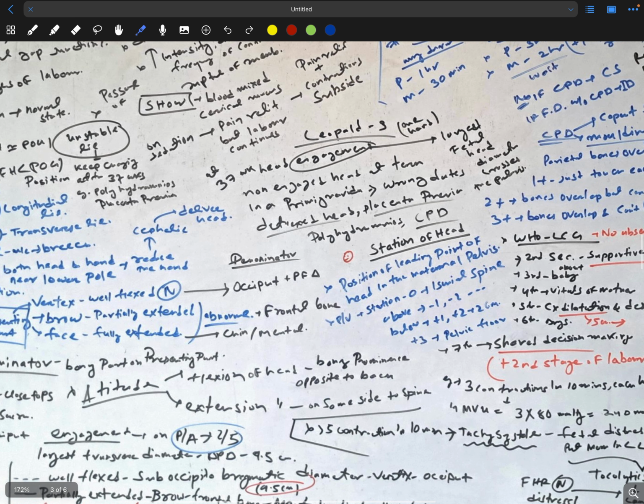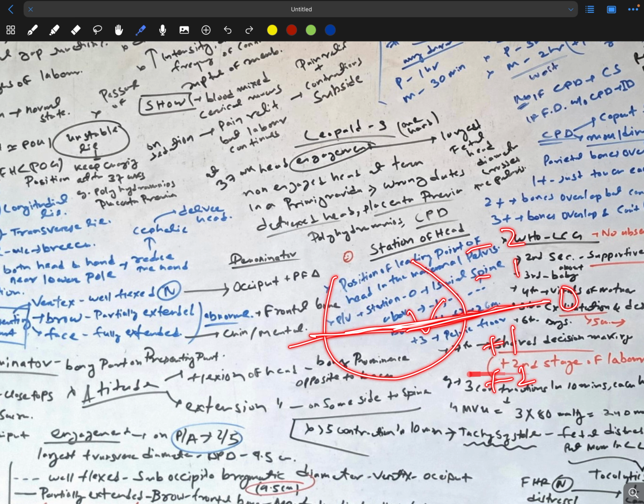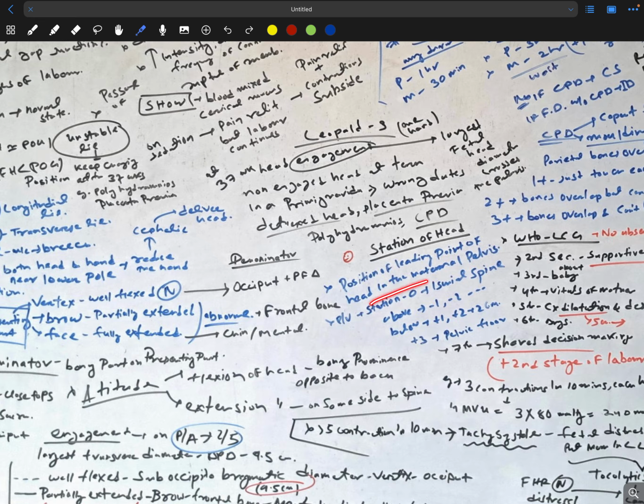Now the station of the head. Station of the head is calculated according to the ischial spine, that is, how far below it the head has come. According to the level of the ischial spine, we mark 0, -1, -2, +1, +2. This is called station of the head. It is important in Bishop scoring, which we'll see later on. So the position of the leading point of the head in the maternal pelvis is called station of the head.